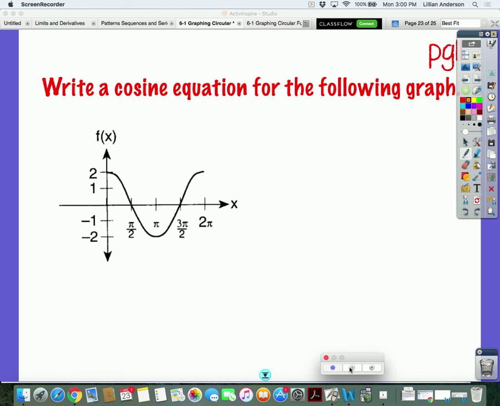Alright, so we're going to write a cosine equation for the following graph. Does everybody remember what regular cosine looks like? Looks like a bell, like this. Okay? This one's a perfect example of a cosine function.